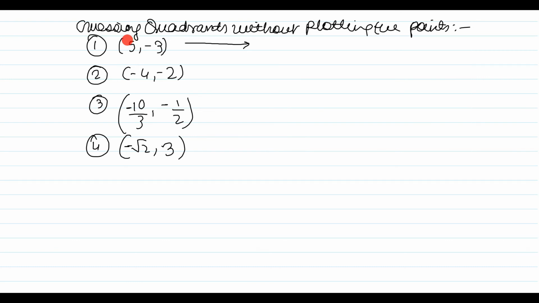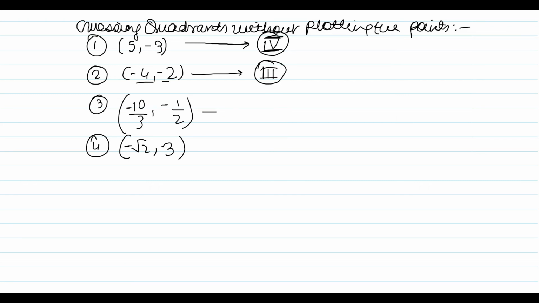Over here you can see the x coordinate is positive, so it is 5 units towards the right, and the y coordinate is negative, so it is 3 units in the downward direction. So this is pretty much the fourth quadrant. Here you can see both the coordinates are negative, so you go minus 4 units to the left and minus 4 units down. Then the answer is the third quadrant.